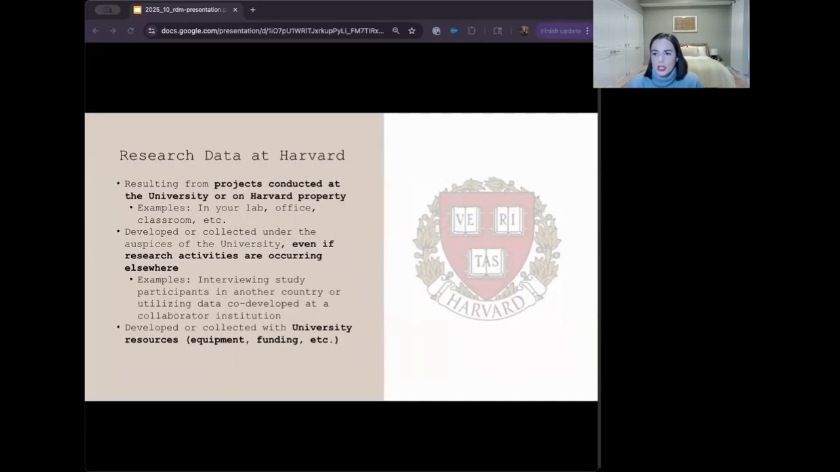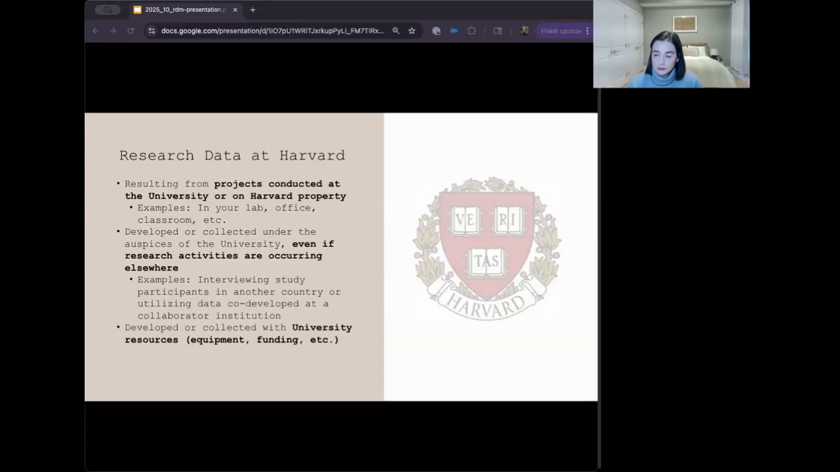So what is research data? Research data can be collected, created, acquired, downloaded, many different ways throughout a research project. It could result from projects conducted at the university or on Harvard property. It could be developed or collected under the direction of the university, or even through research activities occurring elsewhere, including data collected using university resources like equipment or funding. One thing to note, Harvard does have ownership over all research data resulting from projects conducted at the university or using university resources.